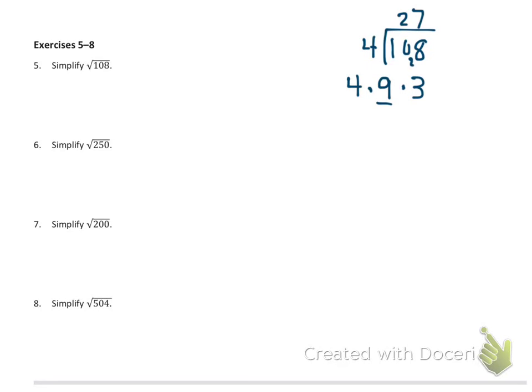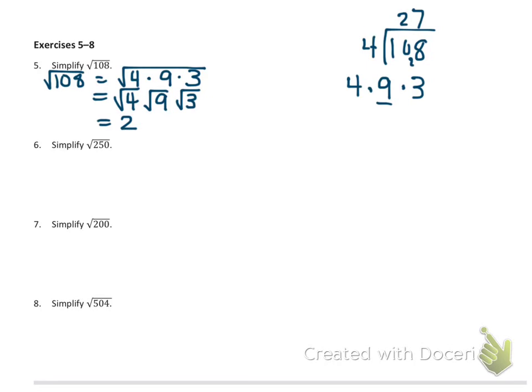Okay, so square root of 108 is equal to the square root of 4 times 9 times 3. And I can break those apart, times the square root of 9 times the square root of 3. So this is going to be 2 times 3 times the square root of 3, and I can rewrite that as 6 times the square root of 3.